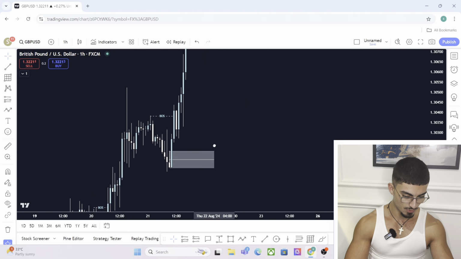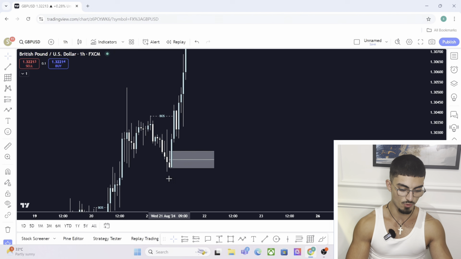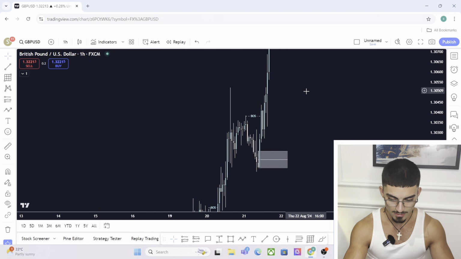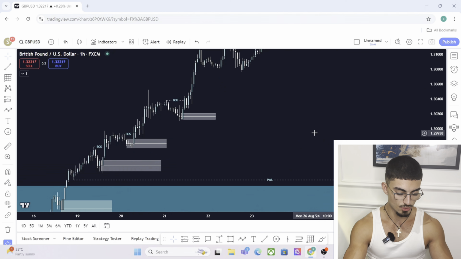Then the exact same thing happens right here. You see a break of structure back to the upside, and you draw out the last bearish candle before the move up. And that is literally how you do it, guys. Super, super simple, and don't overcomplicate it.